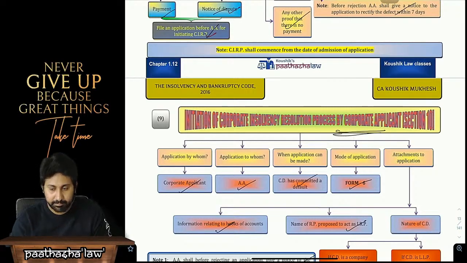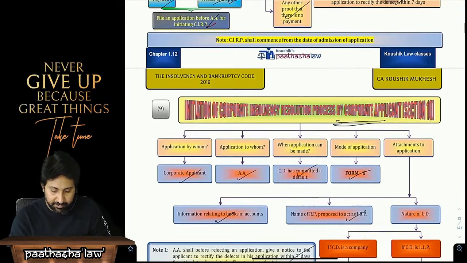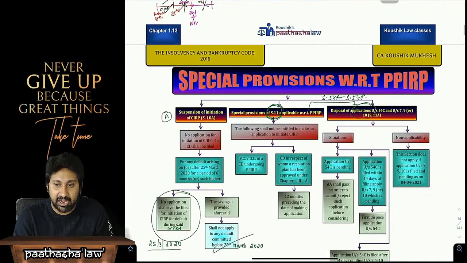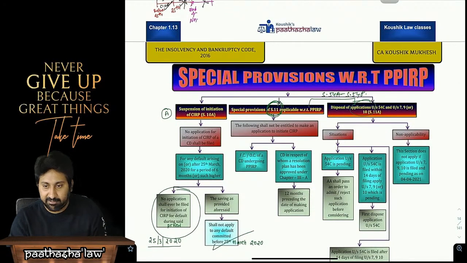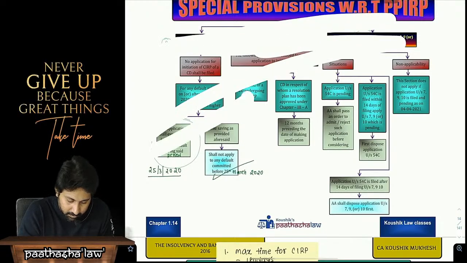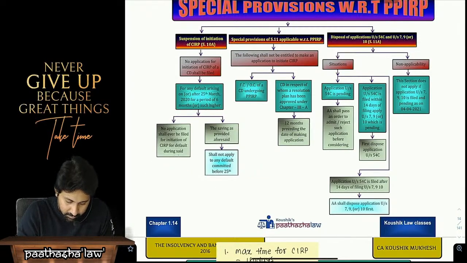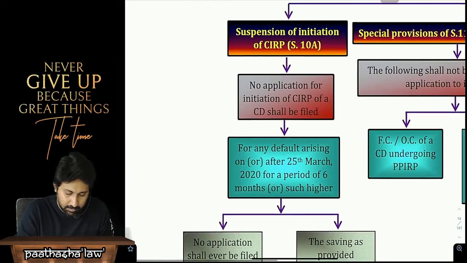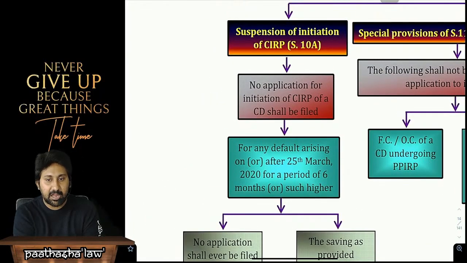Okay, next one. We have now completed section numbers 7, 8, 9 and 10. Now listen. Suspension of CIRP under section number 10A.